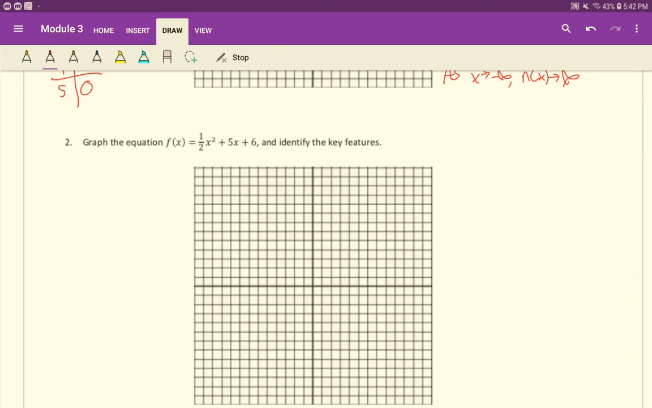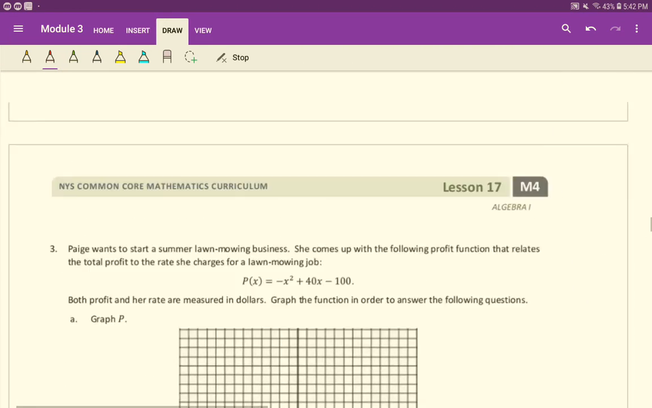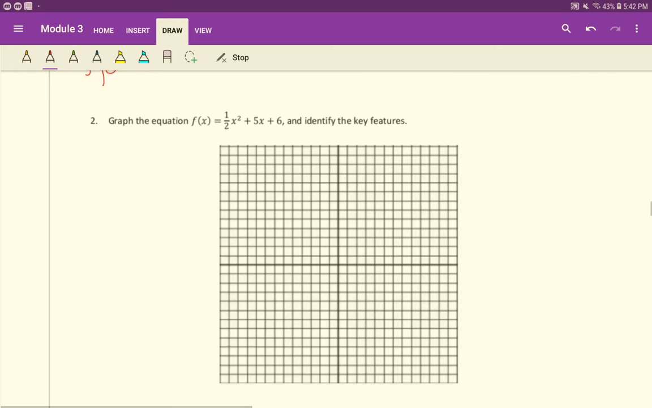Welcome back. We're going to do one more graph and one more of these word problems here too. So let's get to it. All right, so we're going to graph this equation here. Again, we have the function in standard form.